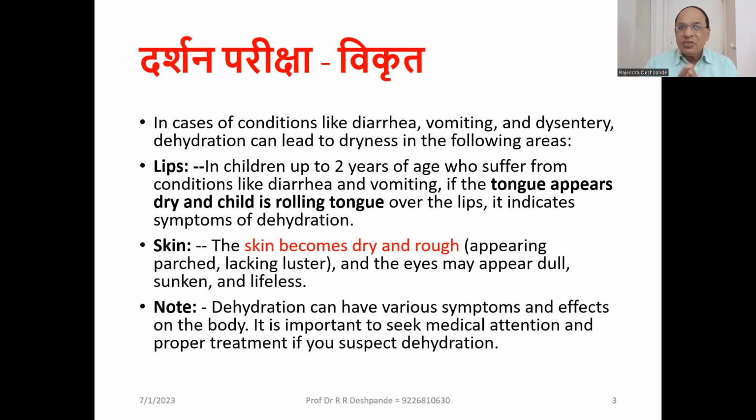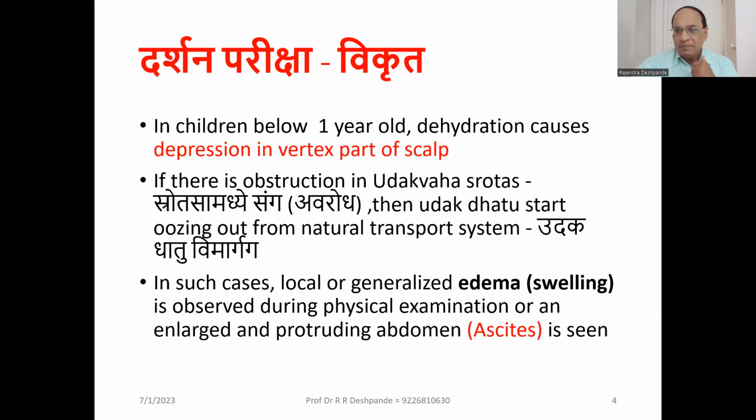Then the skin becomes dry and rough, appearing parched and lacking luster, and eyes can be dull, sunken, and lifeless because of the dehydration. Dehydration can have various symptoms and effects on the body. It is important to take medical advice, medical attention, and proper treatment if anybody is suspecting dehydration, grade number 1, grade number 2, grade number 3. Grade number 1, yes, you can treat at the general practice level, but for grades 2 and 3, the child, especially, or the old people, must be admitted in the hospital to get some IV infusions.